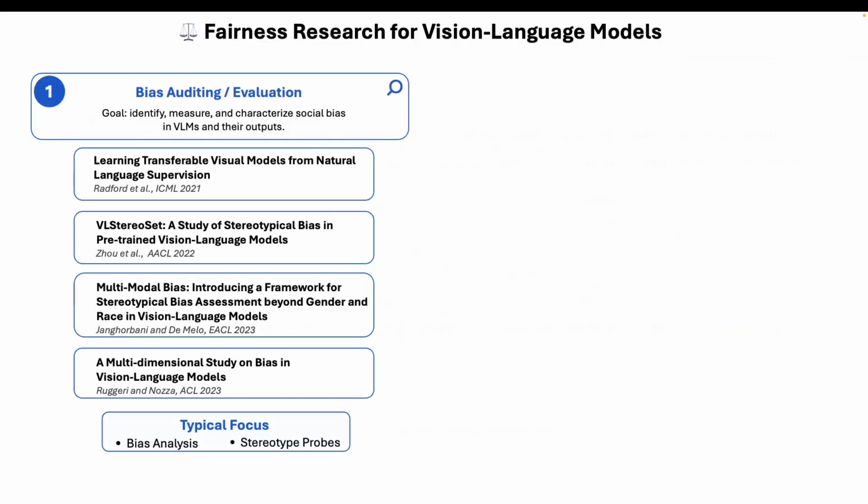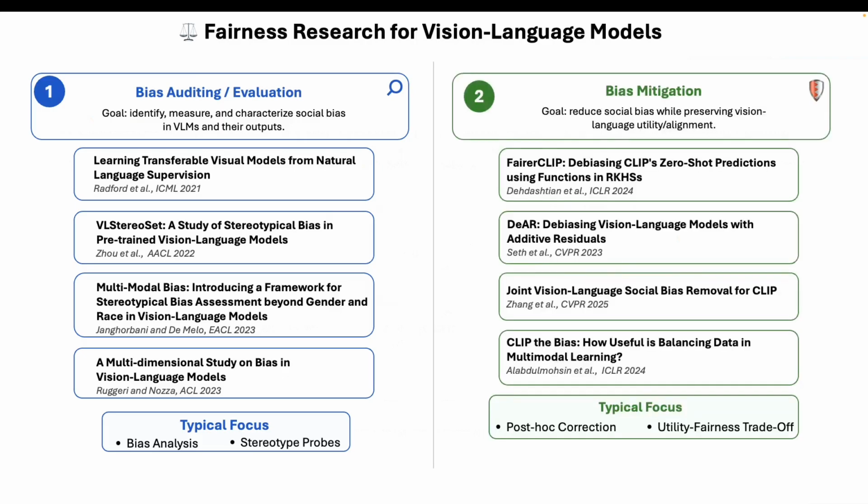The fairness research for VLMs can be roughly defined in two directions. The first one is bias auditing and evaluation, where the goal is to identify and characterize social biases in VLMs and their outputs. The second one is bias mitigation, where the goal is to reduce social bias while preserving visual language utilities and alignment. Our method falls into the second direction.